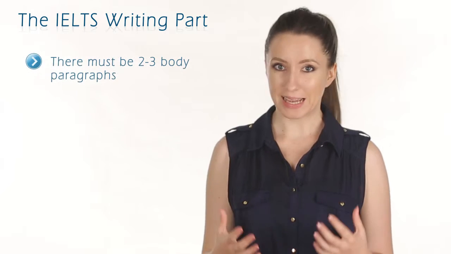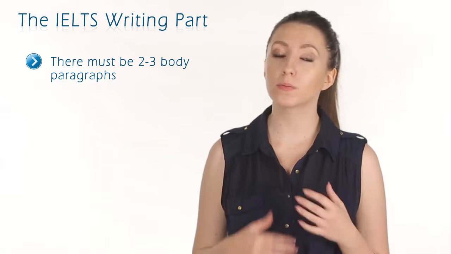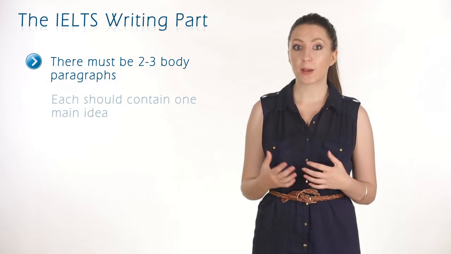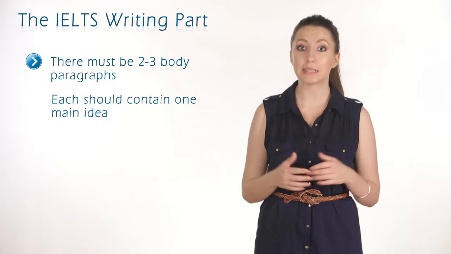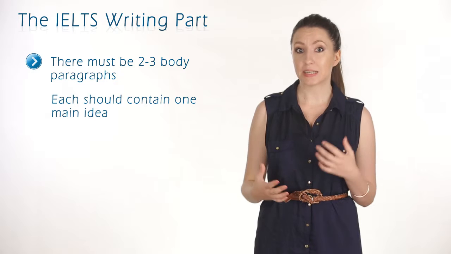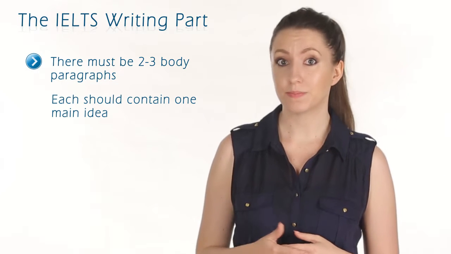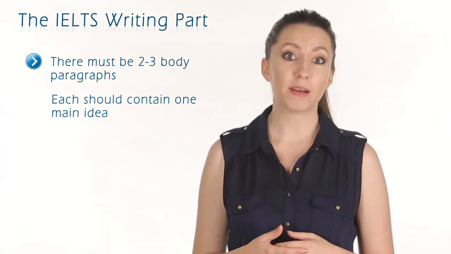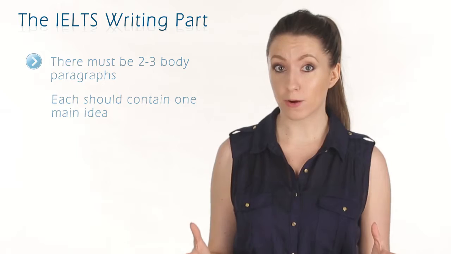Moving on to the body paragraphs. For IELTS essays, you should have 2 or 3 body paragraphs, no more and probably no less than 2. For your body paragraph, each paragraph should contain one controlling main idea and have supporting sentences. Let's look at the first paragraph for the essay about IT. The essay is about the benefits and drawbacks of IT, so these will need to be discussed in the separate paragraphs. Here is the first paragraph body.